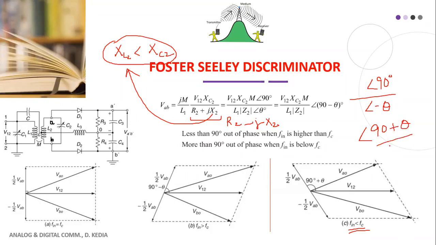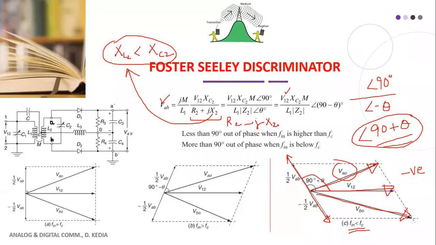That means the phase relationship between VAB and V12 in this case will be 90 plus theta. So this is your V12, this is half of VAB, and the angle is 90 plus theta. That's why it has moved away like this. Then you take minus half VAB in the opposite direction. If you graphically take the resultant, this resultant VAO will be smaller than this resultant VBO. It is very clearly seen. So here VAO will be less than VBO and the net result will be negative.